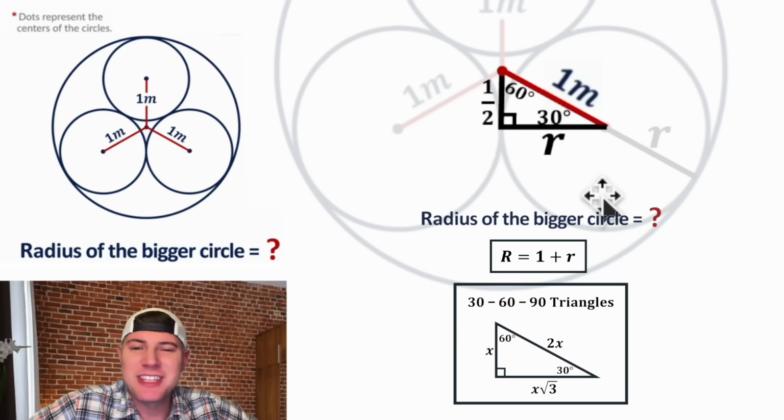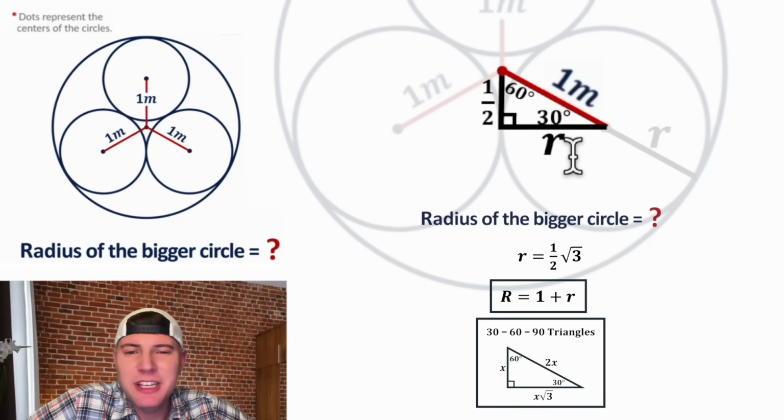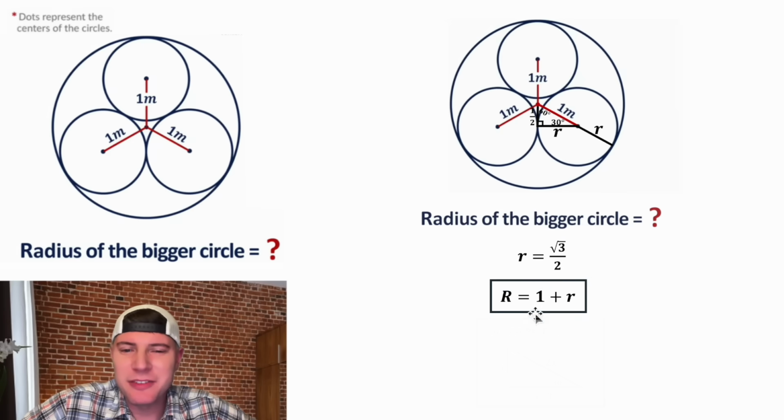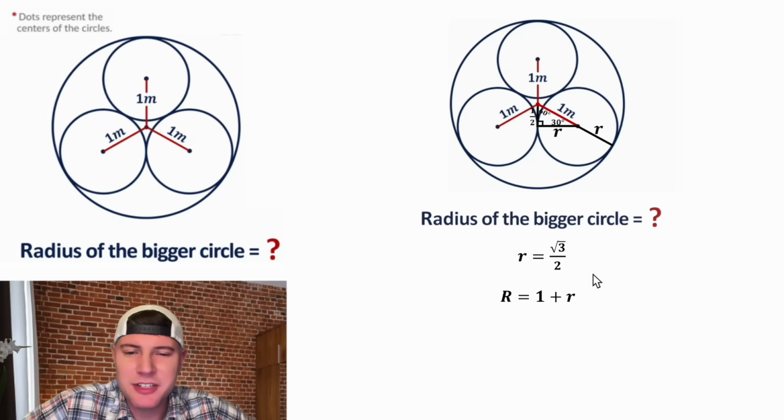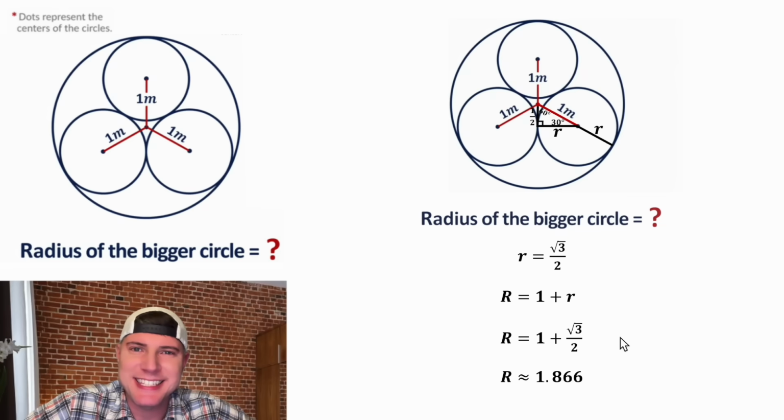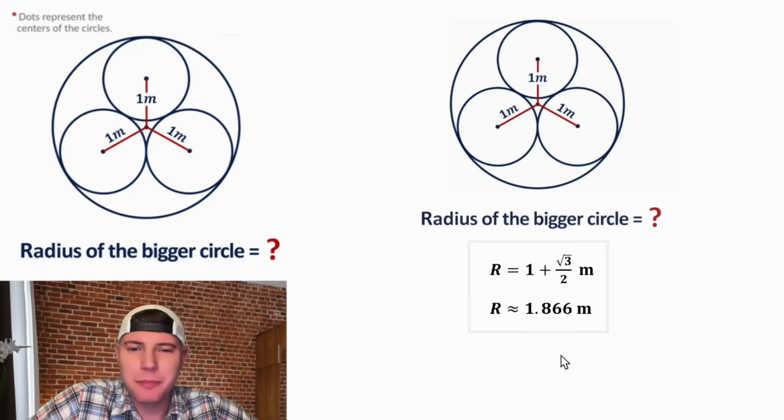And we also know that the side opposite the 60 degrees is equal to square root of 3 times the shortest side. So this little r is going to be equal to 1/2 times the square root of 3, or we can rewrite that as root 3 over 2. And now that we have little r, we basically have big R. We can break this out of the box, and in the place of the little r, let's plug in root 3 over 2. And this is the answer to our question. And that's approximately equal to 1.866. Let's give it a label of meters and put a box around it.